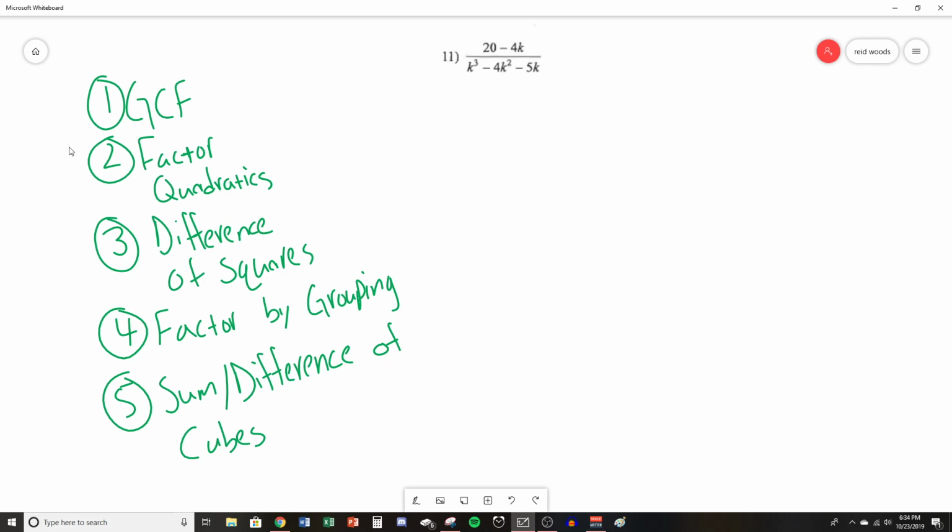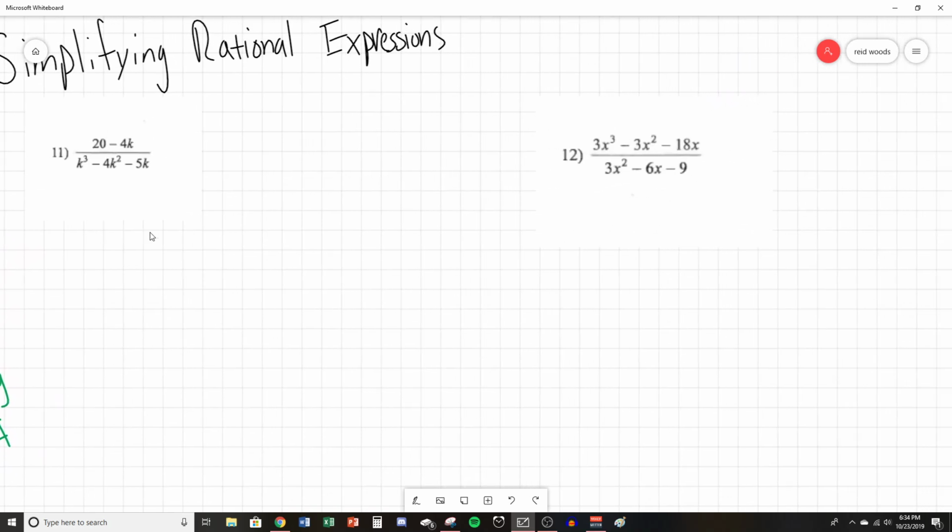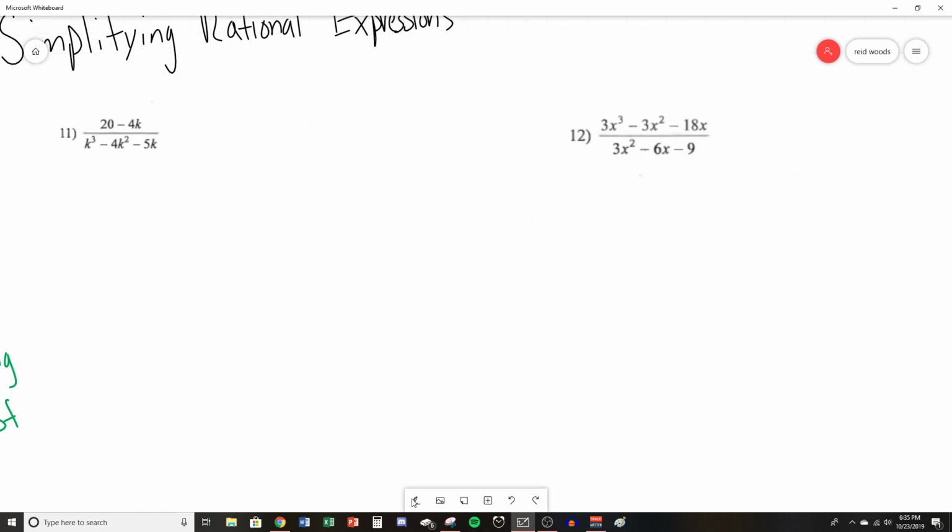The first three are going to be the main ones that we see as we go through examples. We'll see what we run into as we do questions 11 and 12. Okay, so if I start on number 11, remember you want to start by factoring the top part and the bottom part. And mainly you want to start with doing GCF if you can.